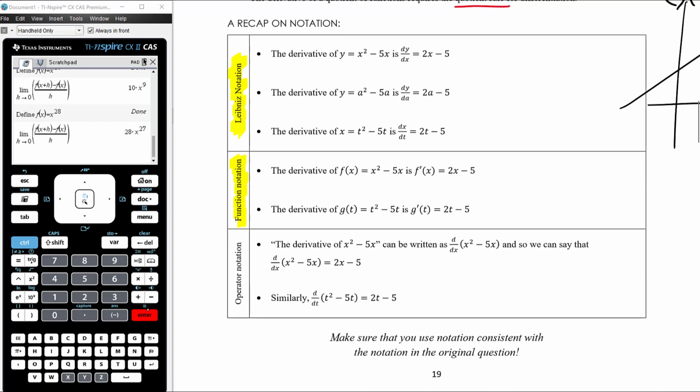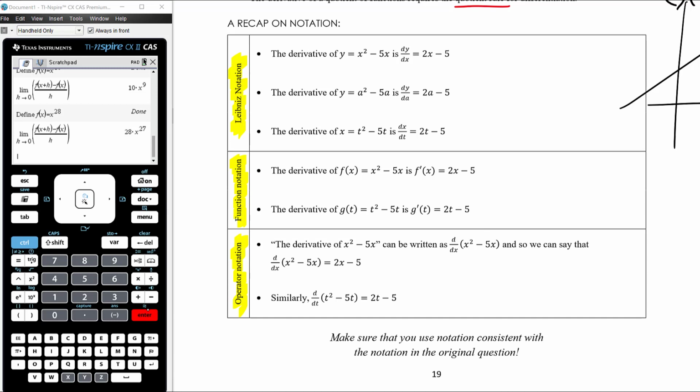And then the third kind is operator notation, and I've also used that a bit. That's where it's not a function, it's not an equation. You just have an expression. You want to calculate the derivative of this expression. So we want to differentiate this with respect to x.